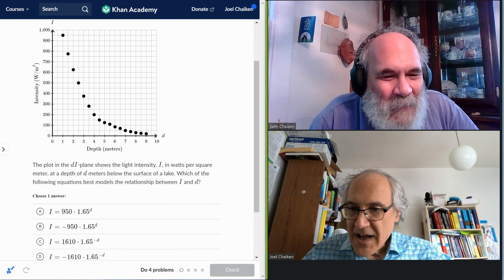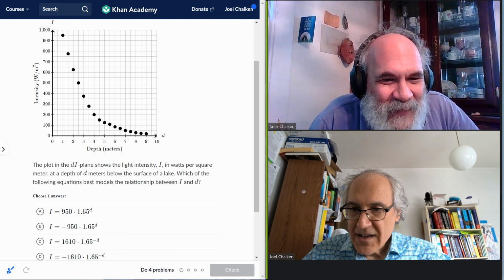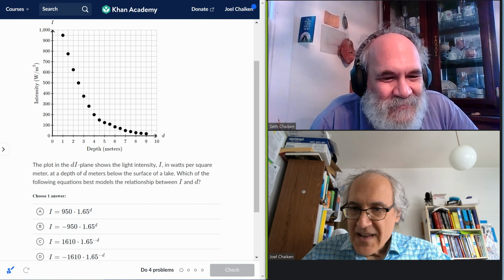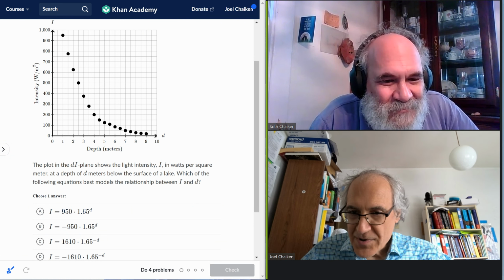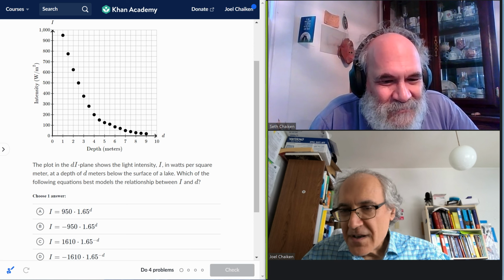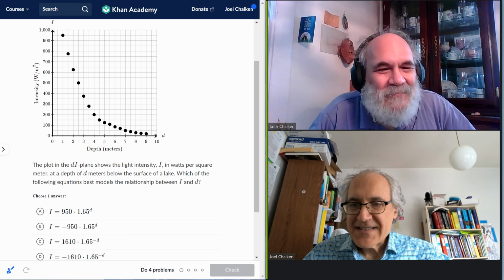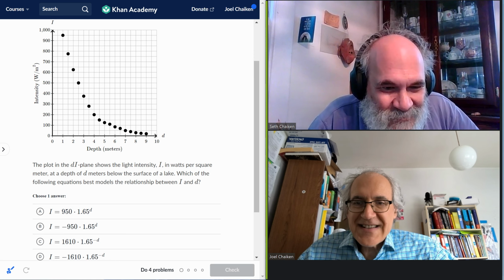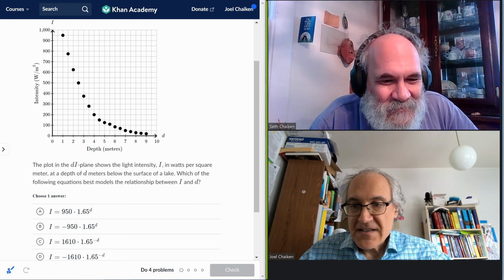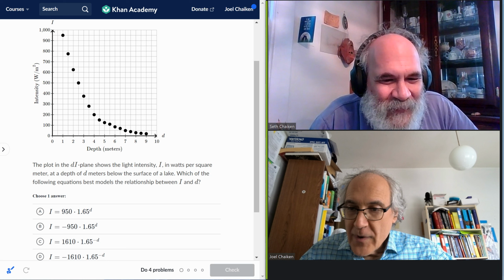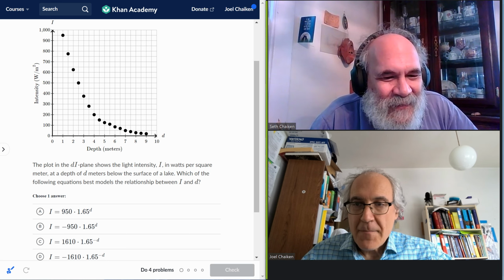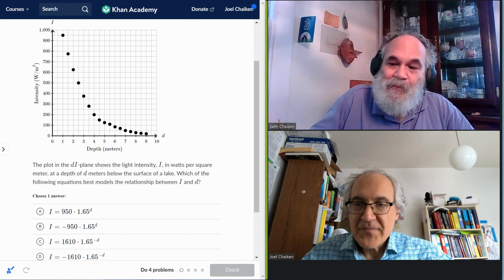Okay, the plot in the dI plane shows the light intensity I in watts per square meter. Good, the units are there. At a depth d meters below the surface. They also could have said as a function of d. As a function of the depth, which of the following equations best models the relationship between I and d? So they're looking for a functional relationship based on the graph.